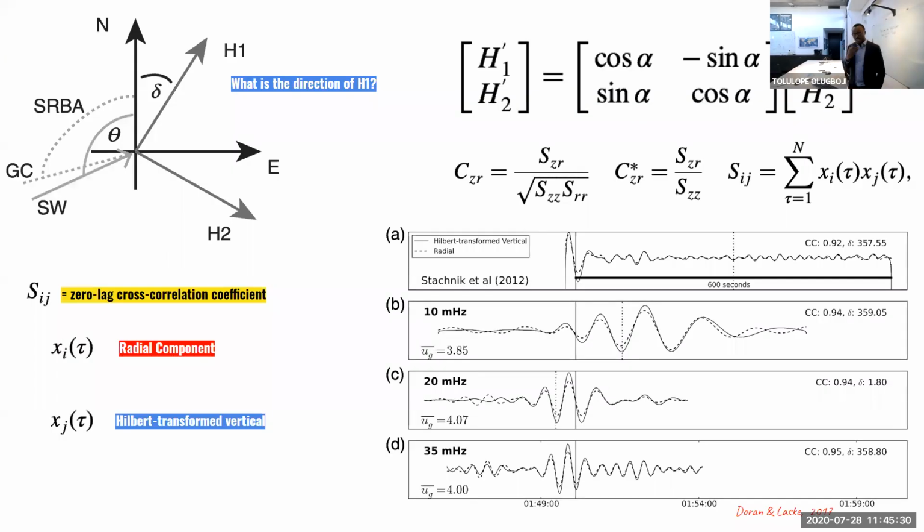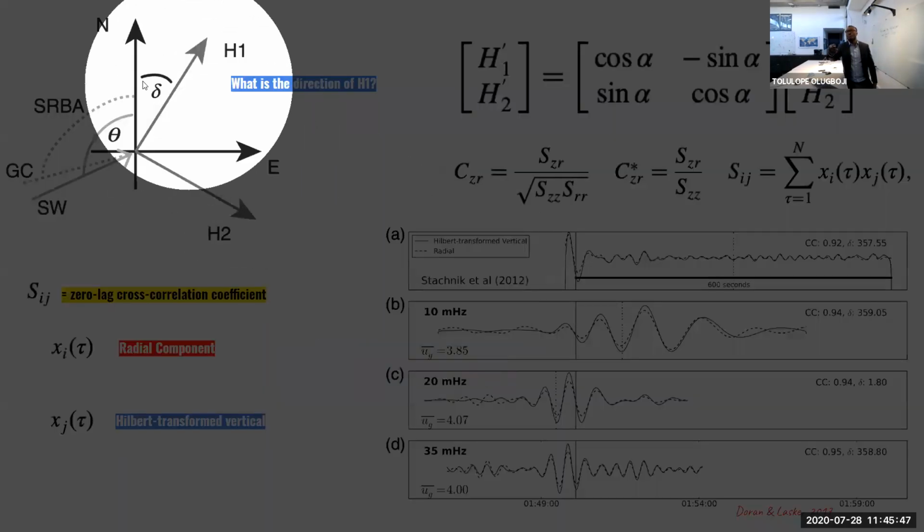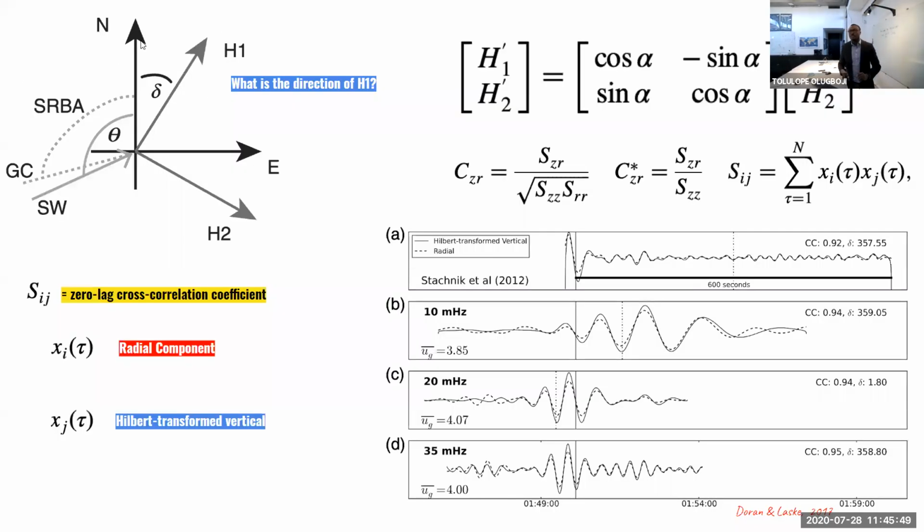So how does this work? This works in a variety of methods, but I'm going to focus on the approach using radial waves. The question we're asking ourselves is, what is the direction of the H1 channel? If you were on land, then you could just look at it and make sure H1 points north, and that's it, done. But on the bottom of the ocean, the seafloor, we do not know. So how do we do this?